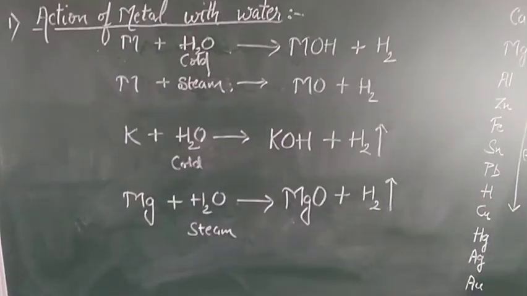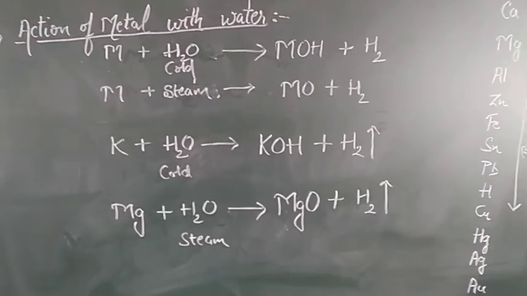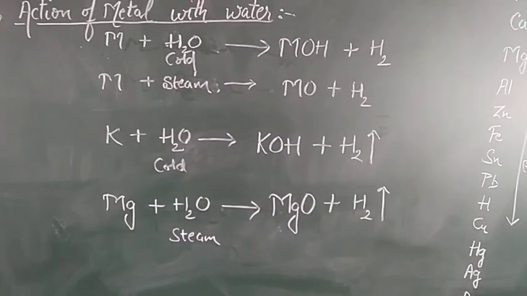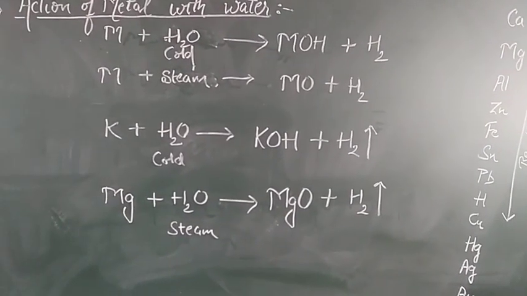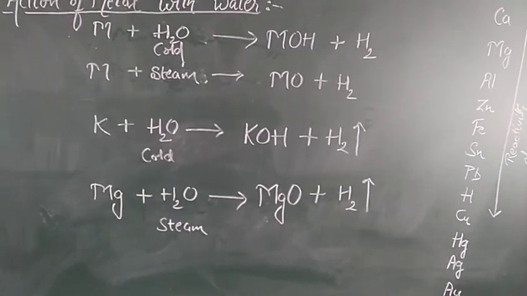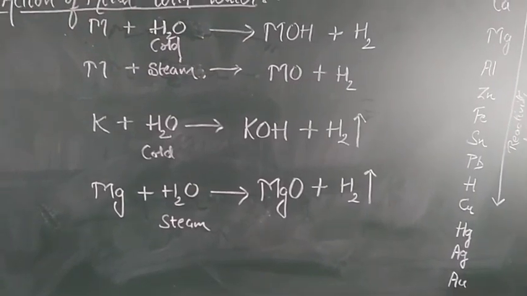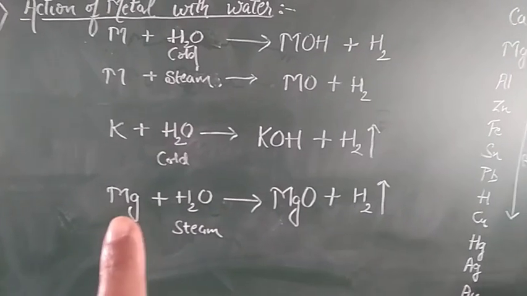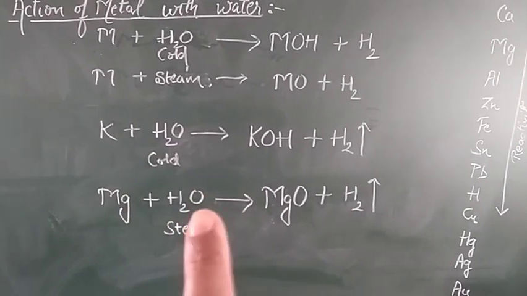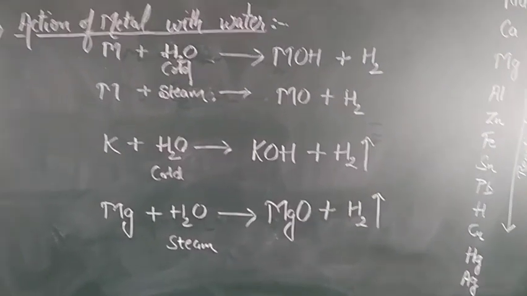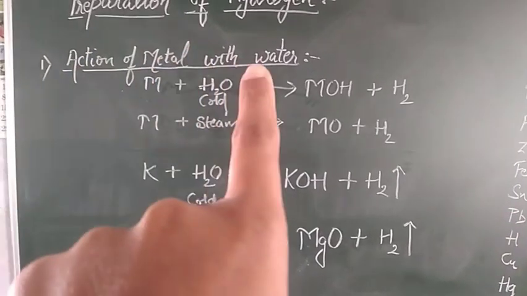Okay, so like this we can prepare hydrogen gas. Two examples I have explained. When a highly reactive metal reacts with cold water, they form metal hydroxide. For example, potassium reacts with cold water forming potassium hydroxide, KOH, plus H2 gas. And when a less reactive metal reacts with steam, they form metal oxide. Here the example is Mg, magnesium, reacting with steam to form magnesium oxide plus hydrogen gas. So this is one method, action of metal with water.